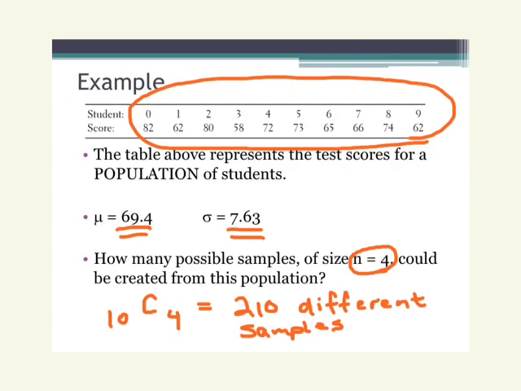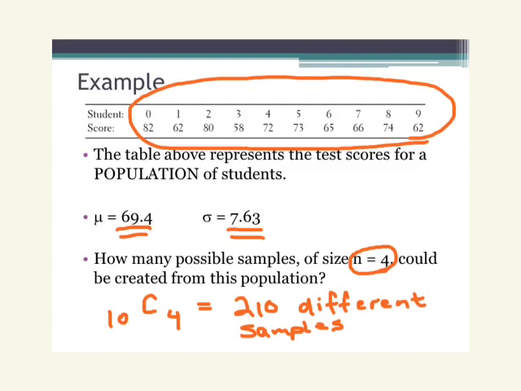One sample could just be the scores 0, 1, 2, 3. One of them could be 6, 7, 8, 9. So if I mix and match these 10 test scores, taking 4 at a time, I could create 210 different samples. That seems kind of crazy for such a small population, but again, that's the idea of a combination. Now, if we found every single one of these possible samples, calculated the average of each of those samples, and put those together in their own distribution, that is what we would refer to as a sampling distribution.